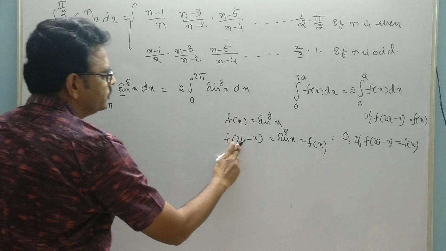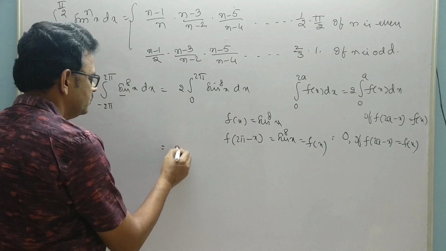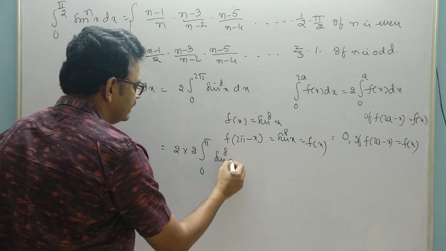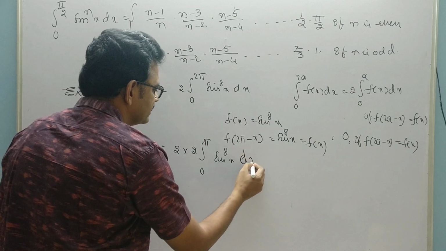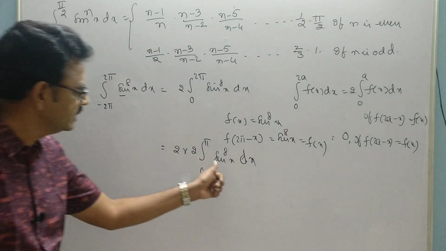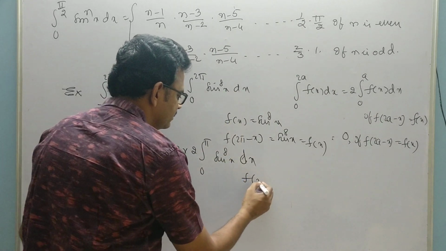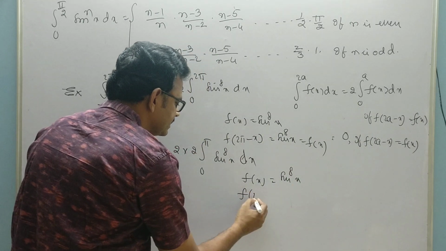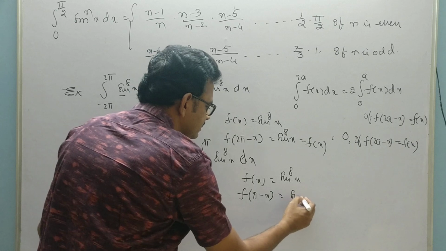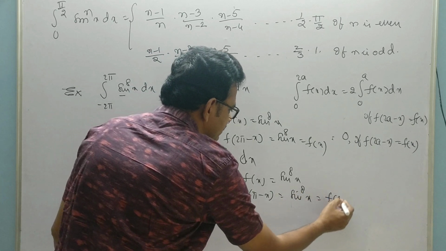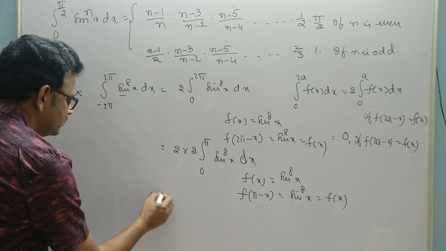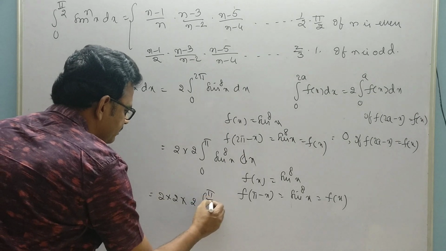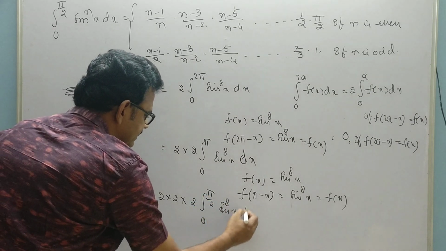Therefore, since f of 2a minus x equals f of x, you write 2 into 2 times the integral 0 to pi of sin power 8x dx. Again we apply the same formula. f of x is sin power 8x, and f of 2a minus x means pi minus x. Again this is sin power 8x, which is f of x. Therefore write 2 into 2 times the integral 0 to pi by 2 of sin power 8x dx.